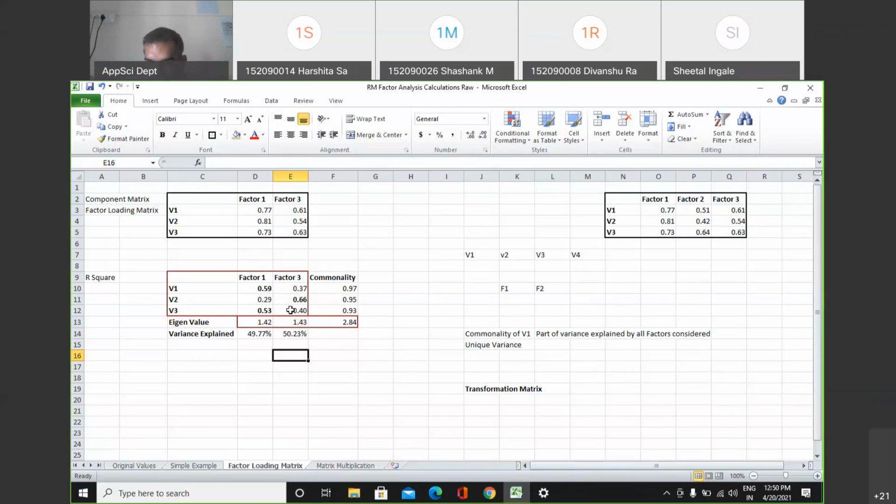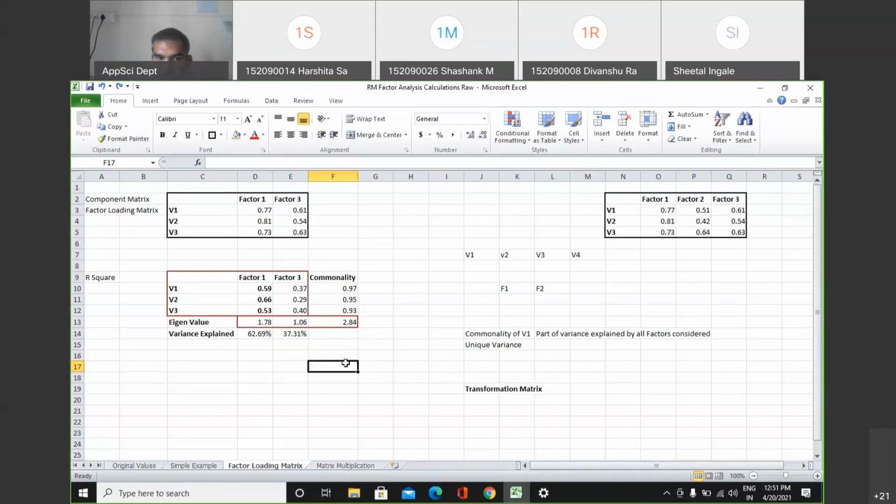Yes, all the variables are loading on one single factor. So it would have been loading on both the vectors. Then we wouldn't have gone for the transformation matrix, right? Yes. We wouldn't have gone for a rotation of the factors and we would not have required a transformation matrix.